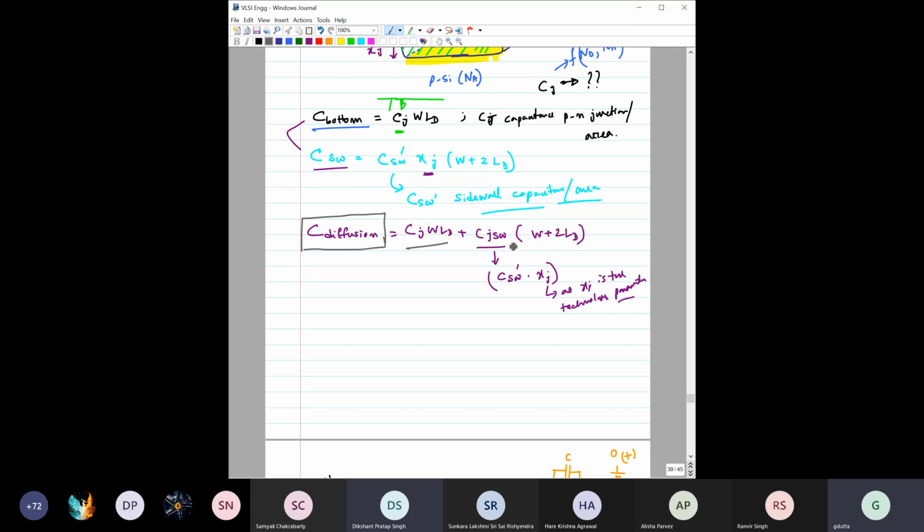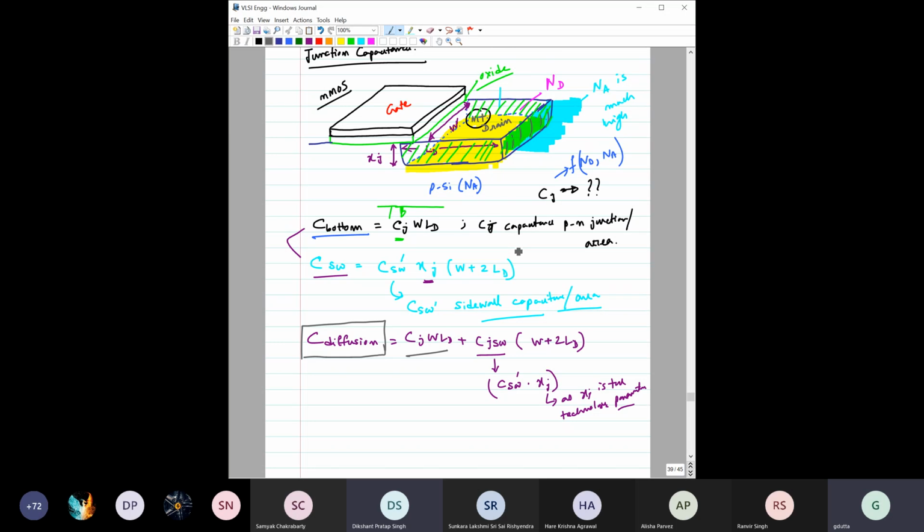So maybe then, what is this sidewall capacitance? Sidewall capacitance is one because of this, one because of this, one because of this, right? And you were saying that because of this one, this is not dependent on W, as well as similarly for this part, this is not dependent on W. Yes, right. True. I agree with you.